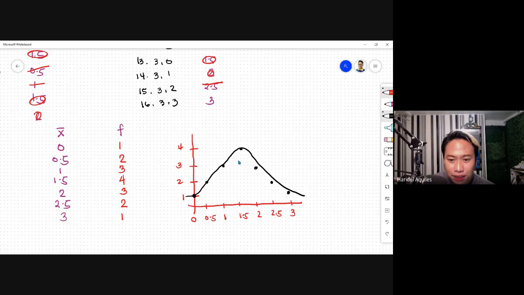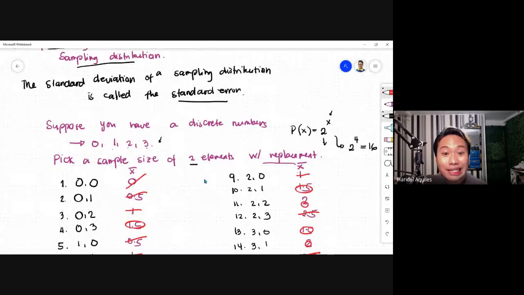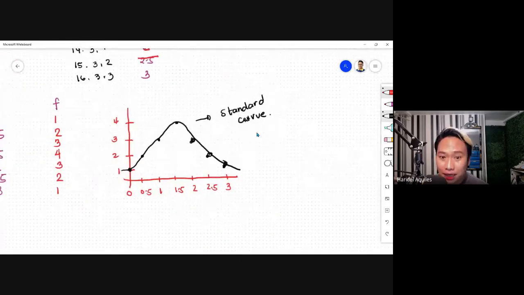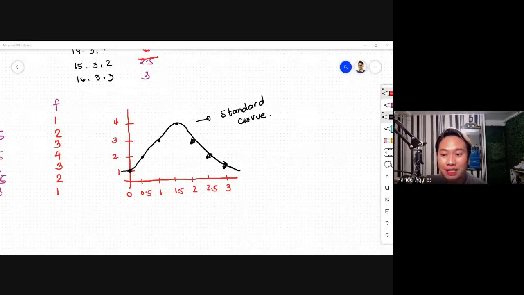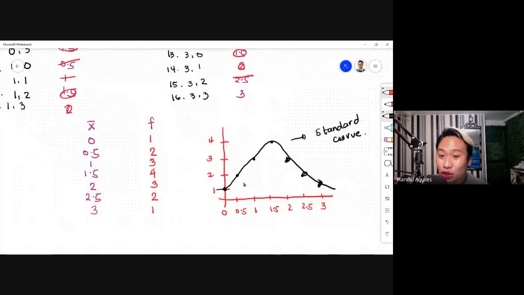a standard normal curve. So imagine, guys, this is the standard curve. Familiar? The standard curve. So basically, guys, every time you pick a random number for your sampling distribution, it approximates always the normal curve or the standard curve, where you say normally distributed. It is always a problem, guys, that assumes it's normally distributed. Every time you pick your sampling distribution, it tends toward a normal distribution or standard curve.